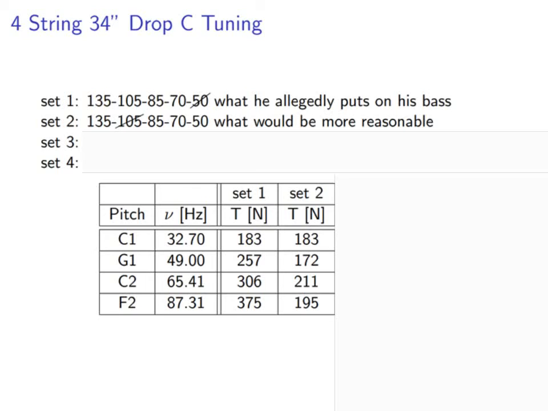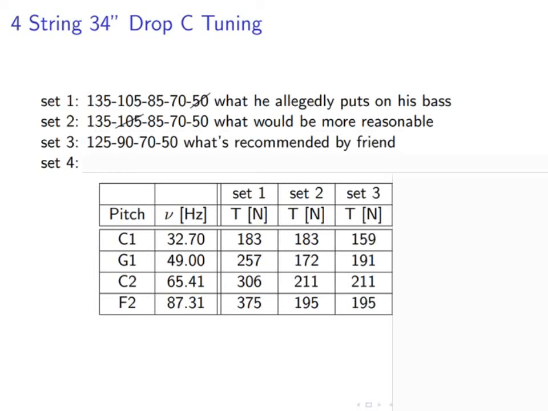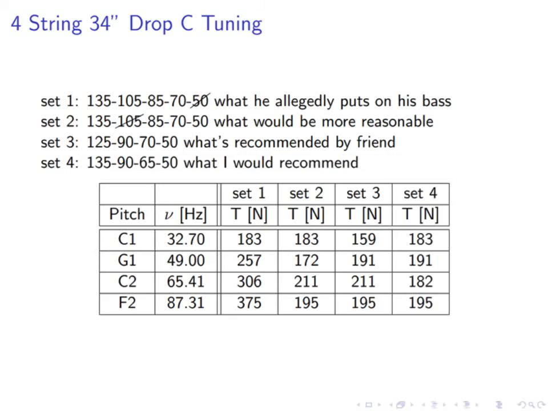I've been talking to another colleague at university. He played drop C in a metal band, and he was using the following set, which is kind of balanced for G1, C2 and F2. What I would recommend for a guy who likes his tension at about 18.5 to 19 kilograms is a set of 135, 90, 65 and 50.